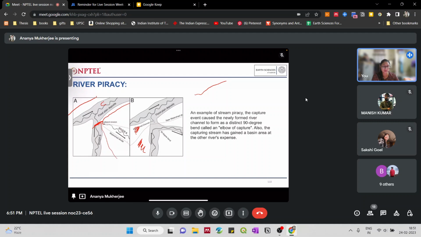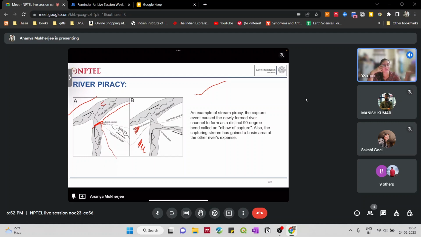Because of the river piracy or the river capture, a basin area has been incorporated in the other river, or the river which was capturing the pirated river. River piracy happens when the drainage basin has reached its maximum extension.